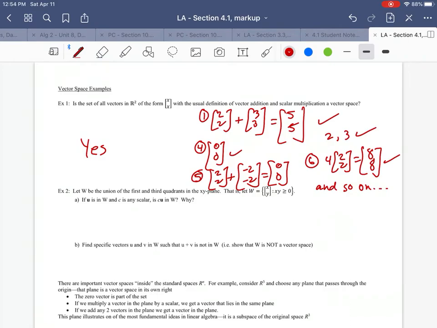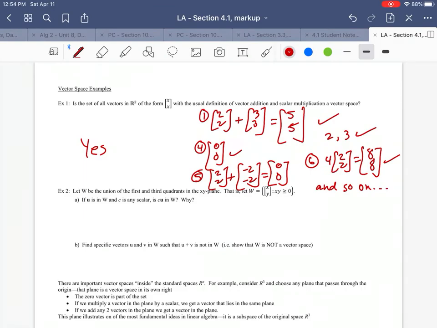Okay. All right, in example 2. It says let W, so that's our space right there that we're trying to prove is a space, be the union of the first and the third quadrants in the XY plane. And so basically they're saying let W be the set of (X, Y) such that X times Y is greater than or equal to 0. So basically any 2 numbers that multiply to something positive.